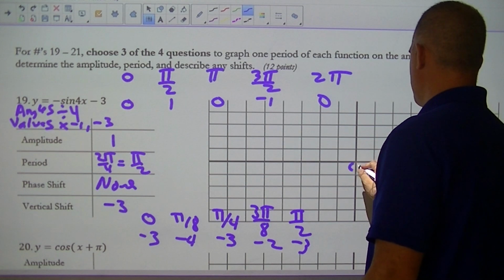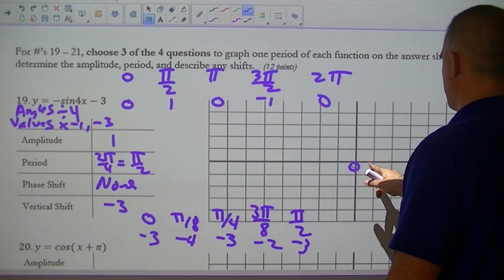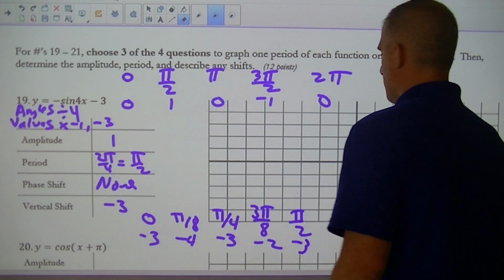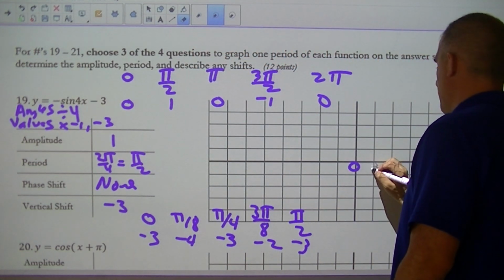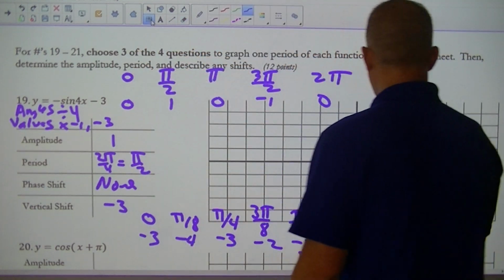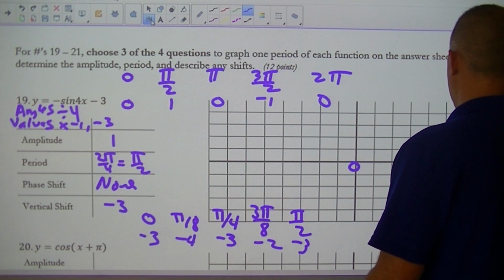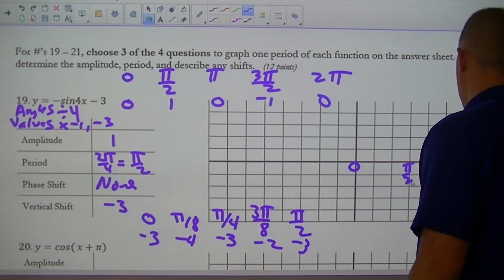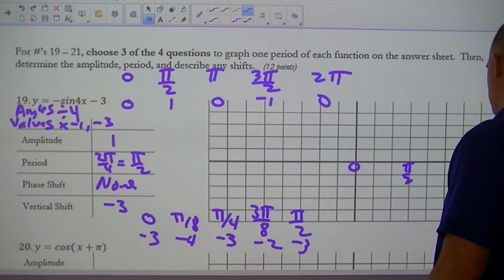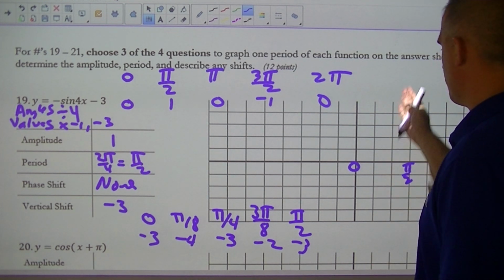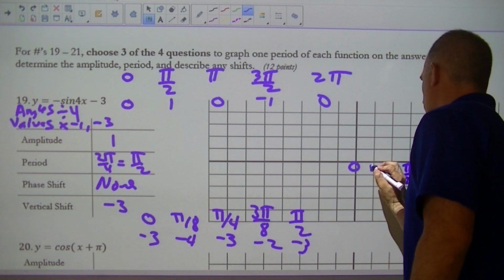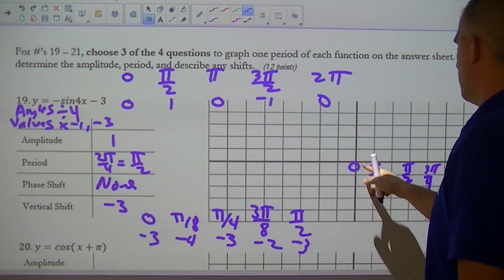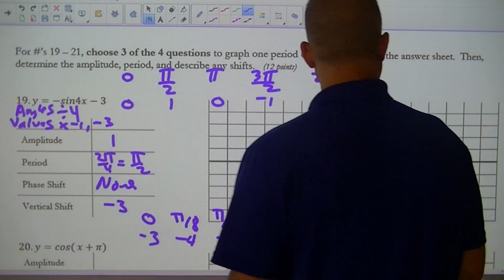So if you want to do 0, you can use this as pi over 8, or 1/8. Well, let's start with this. Let's pretend this is pi over 2. Let's pretend this is pi. So if you cut pi over 2 in half, that'd be pi over 4. This would be 3 pi over 4. Well, I'm sorry, that's not right. Hold on.